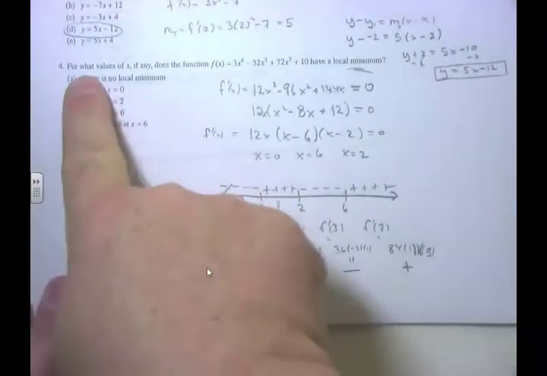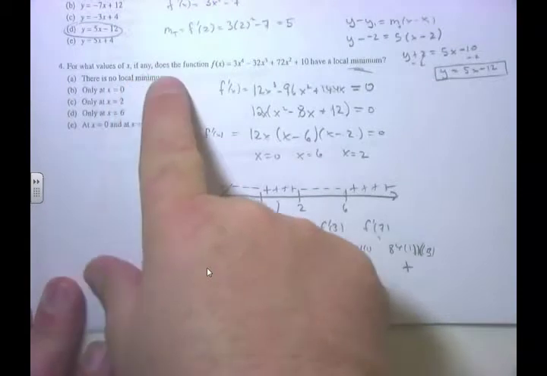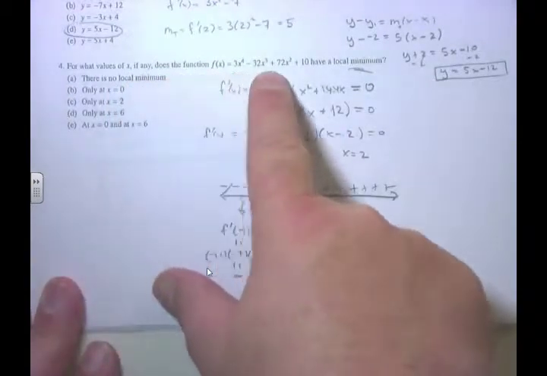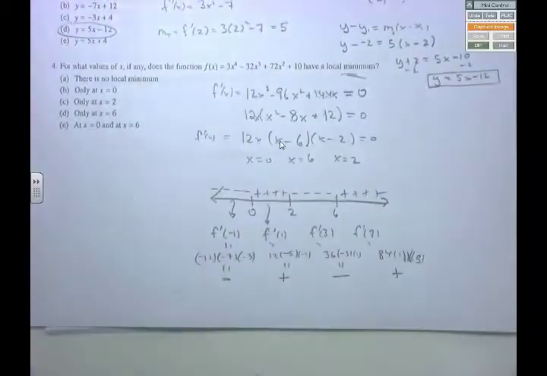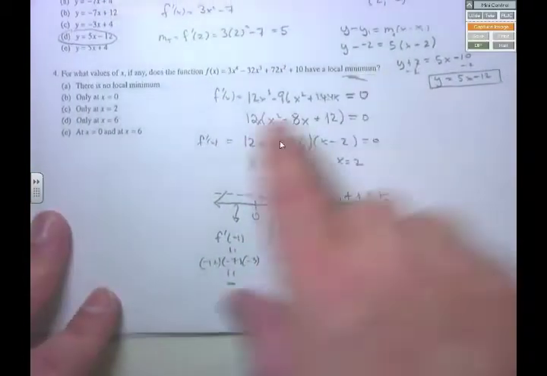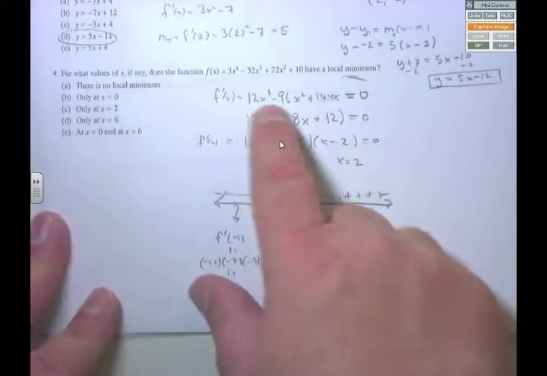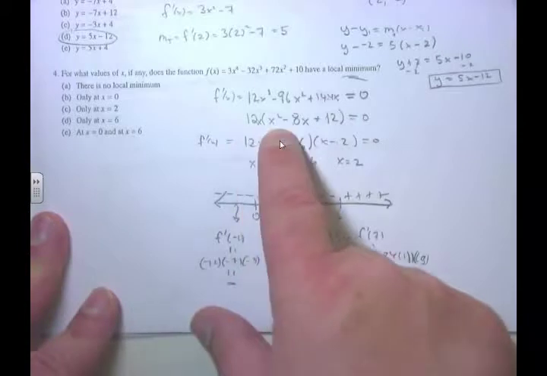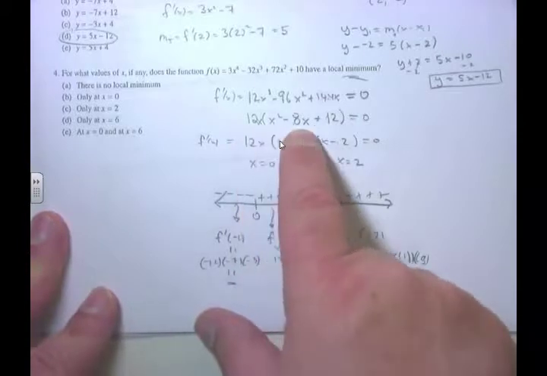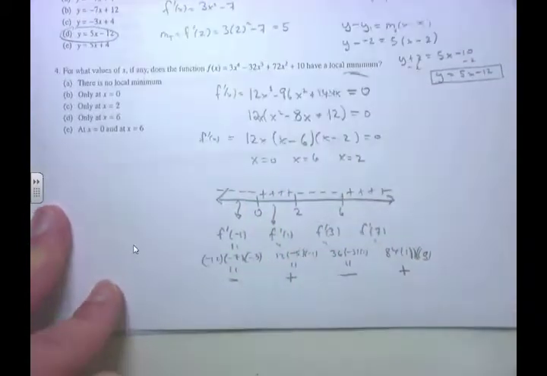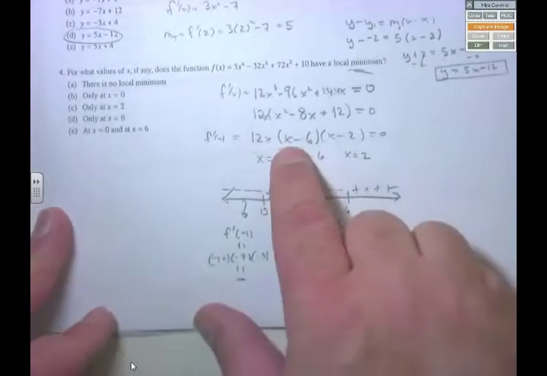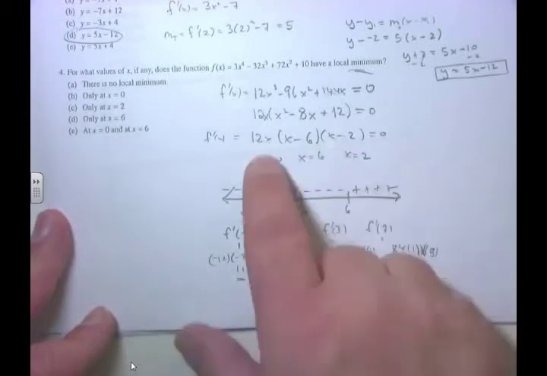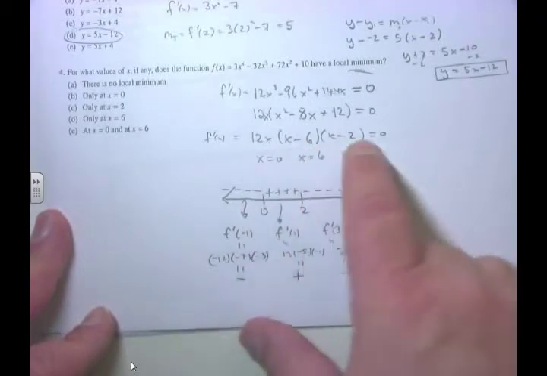So the question was, for what values of x, if any, does the function f of x equals 3x to the fourth minus 32x cubed plus 72x squared plus 10 have a local minimum? So I took my derivative, 12x cubed minus 96x squared plus 144x. I factor out 12x, which gives me x squared minus 8x plus 12. Remember, this is a no calculator section, so it's going to factor nicely. x minus 6 times x minus 2, so that's 12x times x minus 6 times x minus 2.